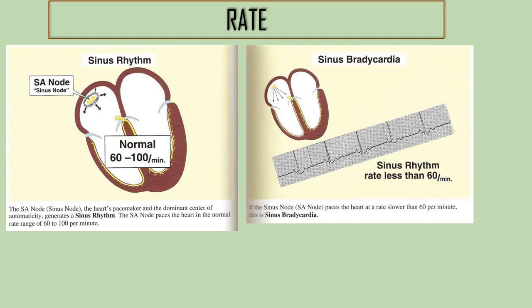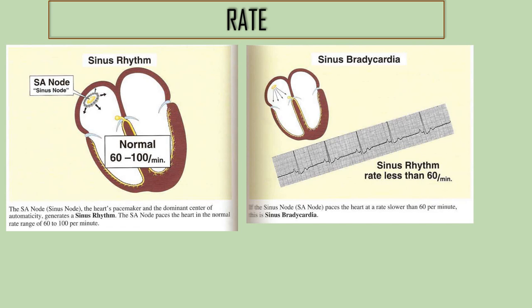The SA node, the heart's pacemaker, the dominant center of automaticity, generates a sinus rhythm. The SA node paces the heart in the normal rate range of 60 to 100 per minute. If the sinus node paces the heart rate slower than 60 per minute, this is sinus bradycardia.